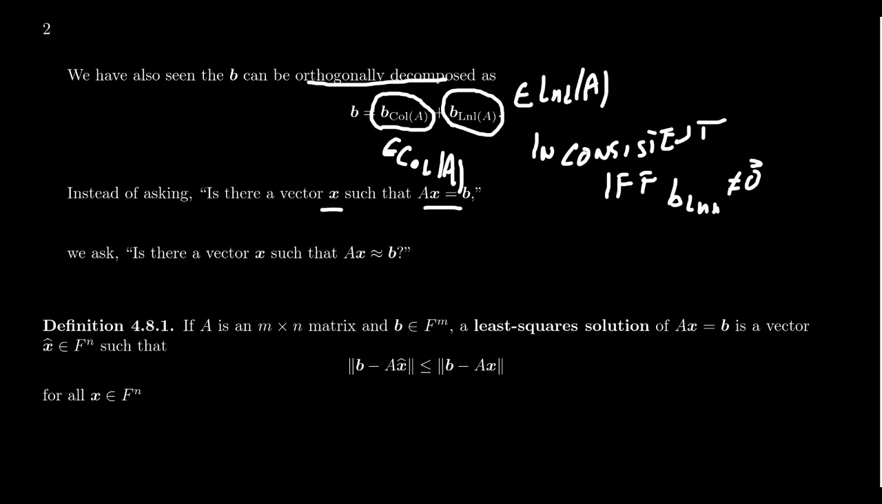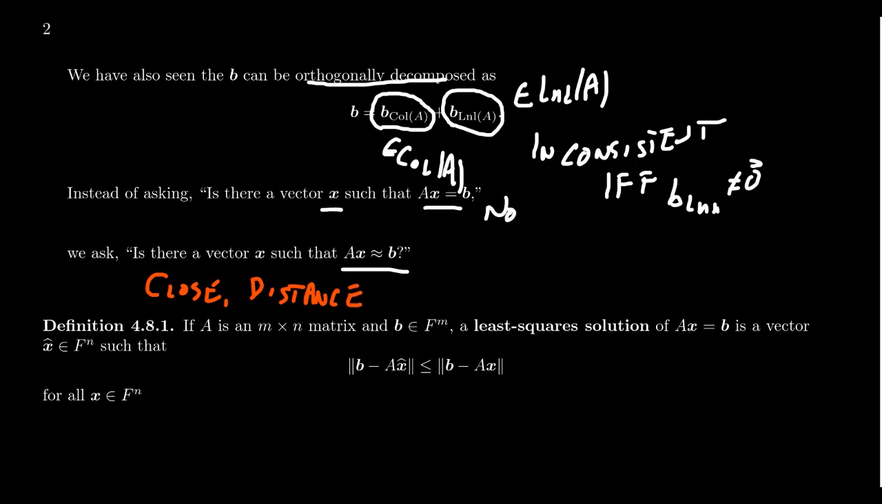So when your system's inconsistent, the question we want to ask is no longer, is there an X so that AX equals B? Because we know there is none. There's no vector that does that. So in this situation, we change the question. Instead of asking, is there a vector so AX equals B, we ask, is there a vector so that AX is approximately B? And what do you mean by approximate? We talk about this all the time, like pi is approximately 3.14, but what does that mean? Approximation means that you are close. That is, this is a statement about distance.